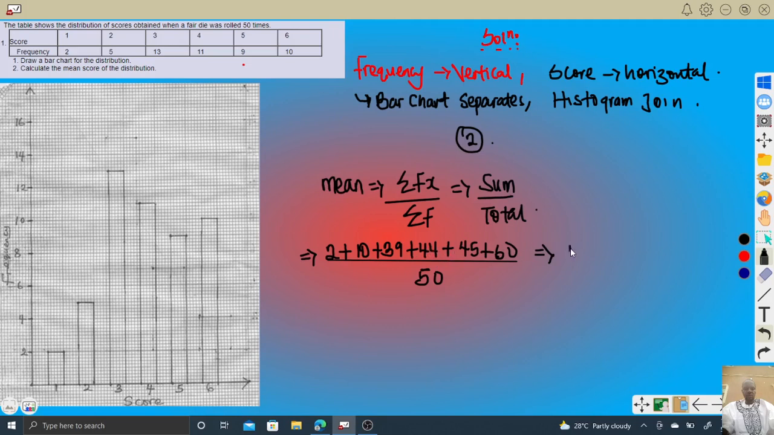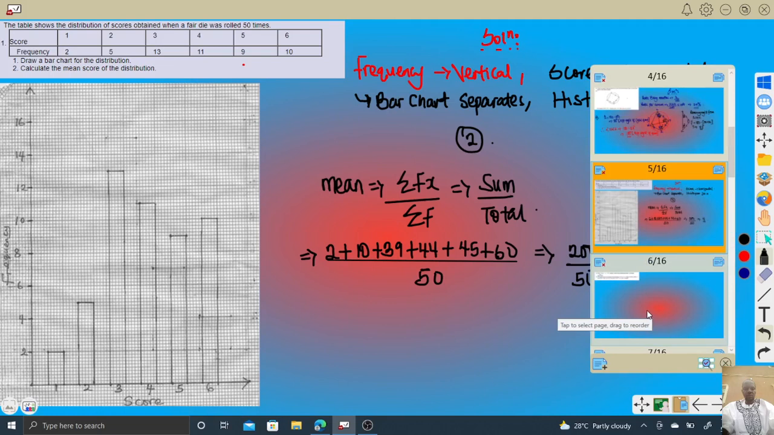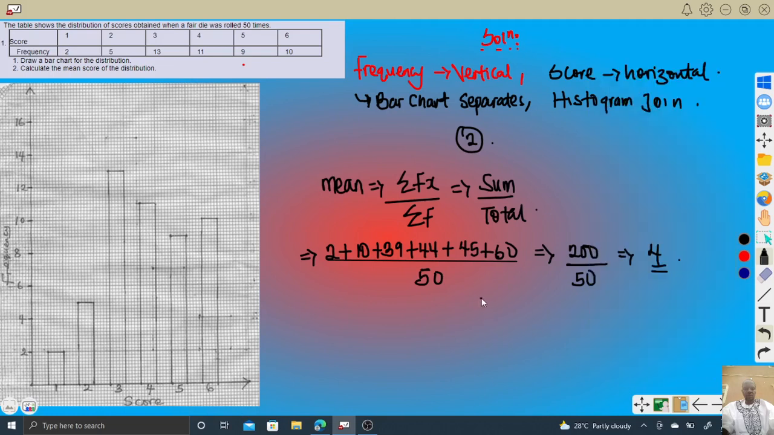This is 200 divided by 50. So 200 divided by 50, the mean of this is 4. So that is the answer for question number 5. So in sequence, we move to question number 6.